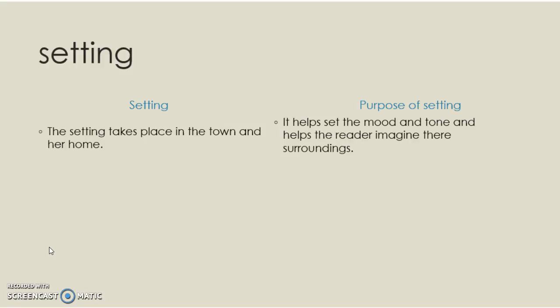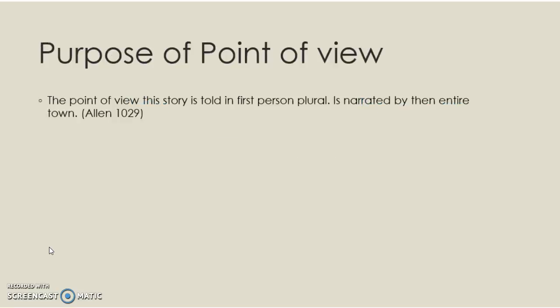The setting takes place in a town and her home. The purpose of setting is that it helps set the mood and tone and helps the reader imagine their surroundings, such as when it explains the smell of the house and all that. The point of view of this story is told in first person plural, and it's narrated by the entire town. The purpose of the point of view is to give information and to show how everyone feels.